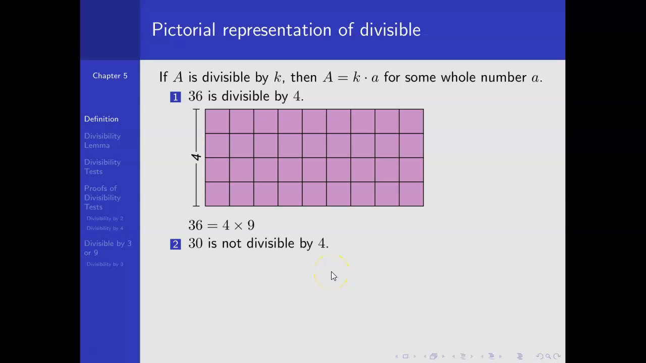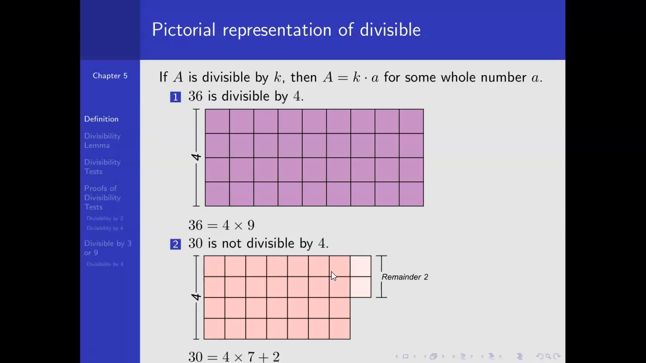And then 30 is not divisible by 4, and we can represent this as a picture. We see here that we can get 4 rows, but they are not equal rows, and we actually have a remainder of 2. This is the part that is not equal among the rows.